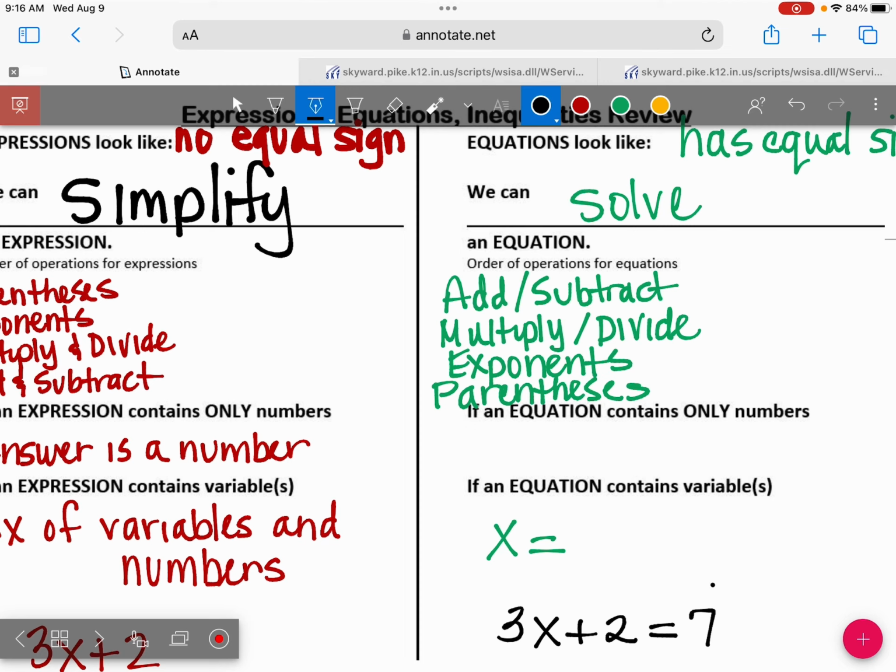So 3x plus 2 equals 7. So when you add that equal sign, on the test, on the Skills Check Friday, there's a couple questions where it says identify the equations. If it has an equal sign, it's an equation. That's it. That's all there is to it. Equations have an equal sign, expressions don't.